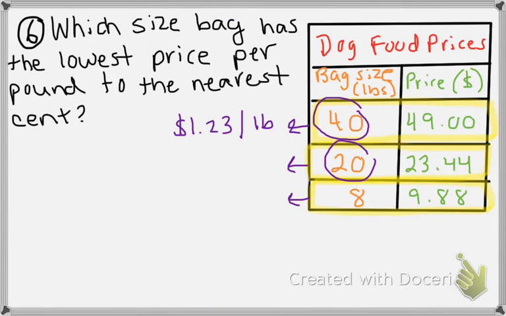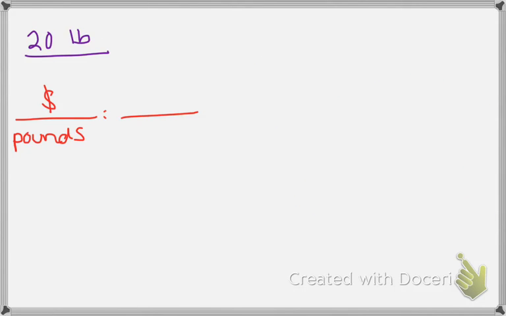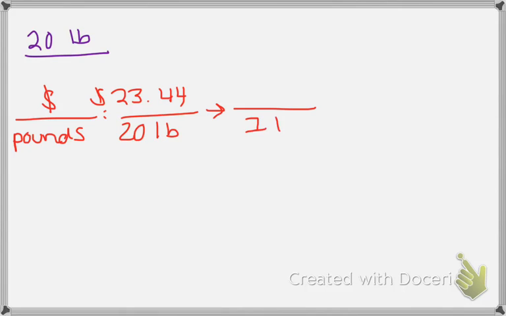Okay, then we fill in. For the table, 20 pounds costs $23.44. And we want to go from 20 pounds to 1 pound. So in order to do that, we have to divide by 20. Whatever you do to the bottom, you do to the top. Now we have to do our division, so I'll do that here.